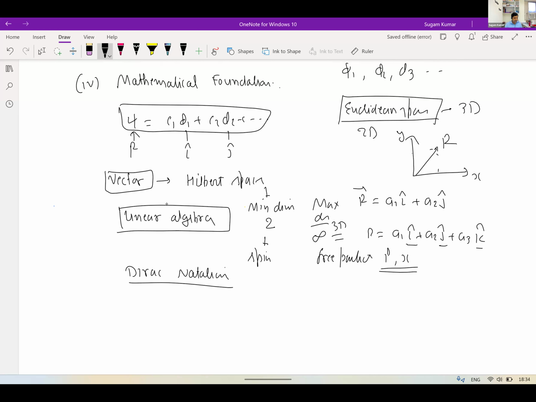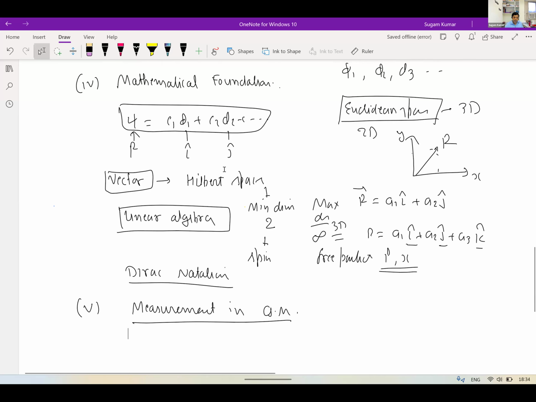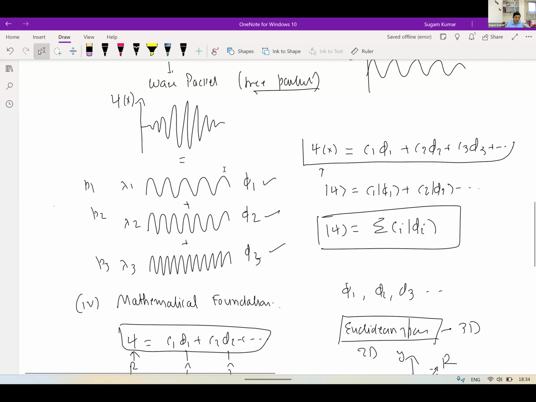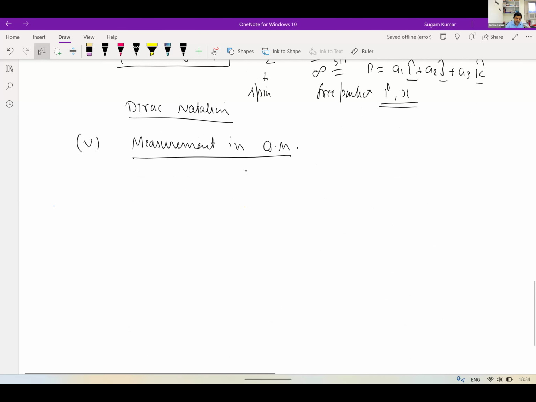After this, I will discuss another very important concept, that is measurement in quantum mechanics. So for example, when you talk about this wave packet, I said that this wave packet is going to have this kind of representation for a free particle.